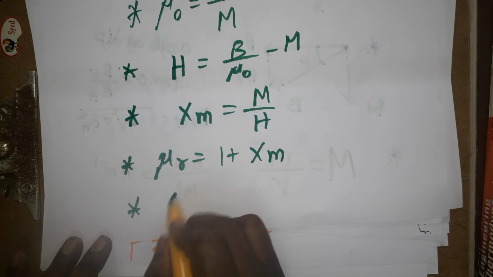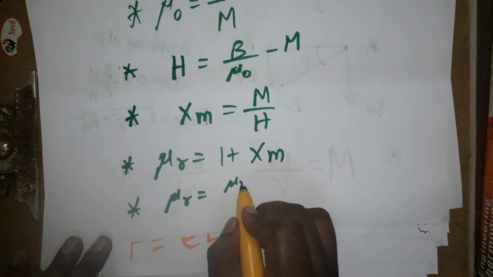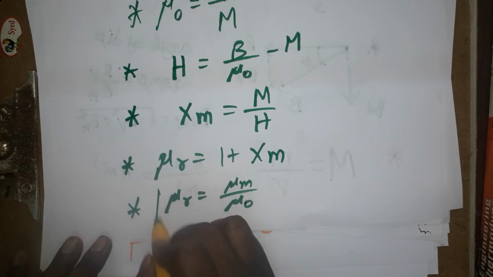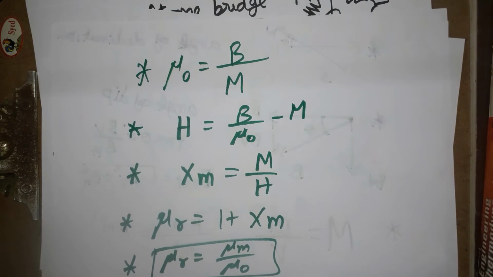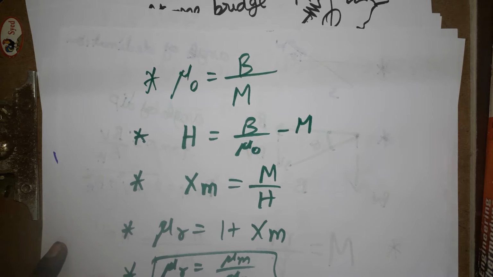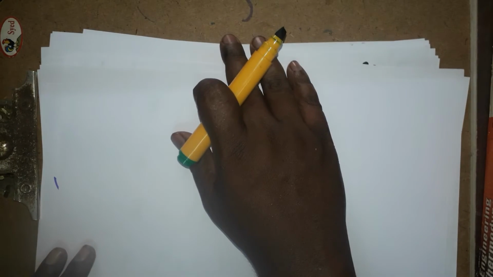Another formula: relative permeability is equal to permeability in medium divided by permeability in air. Okay, these are the formulas in magnetism. And the next thing, the electron moving in a loop, that also will be under this chapter. Electron moving in a loop, the electron acts as a current loop.